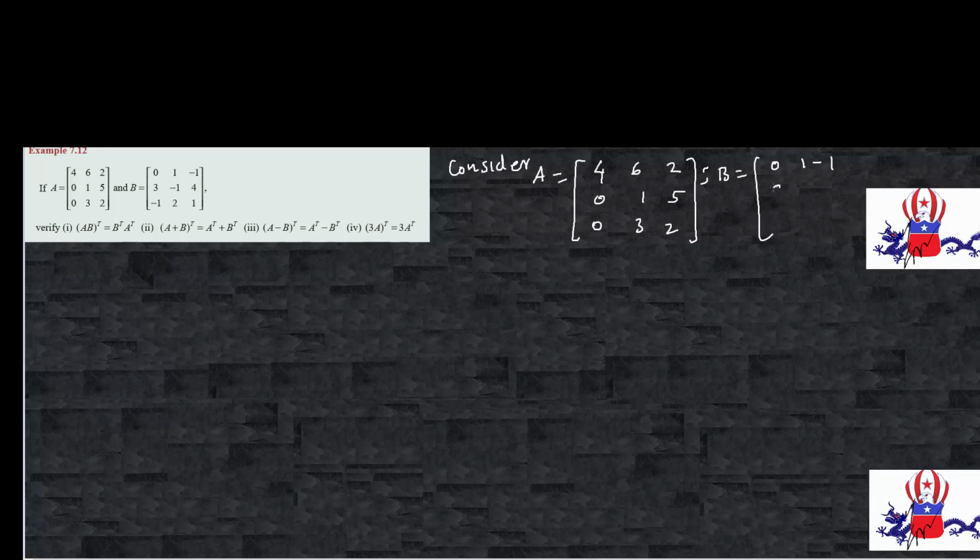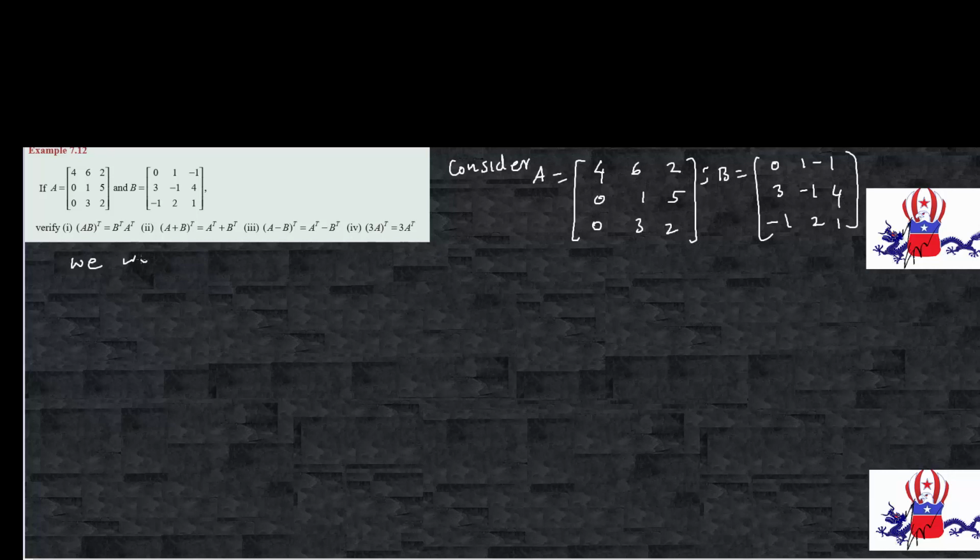In this question, we are expected to show that (AB) transpose is equal to B transpose A transpose. To do that, we would first consider A to be equal to [4, 6, 2; 0, 1, 5; 0, 3, 2], and matrix B to be equal to [0, 1, -1; 3, -1, 4; -1, 2, 1].